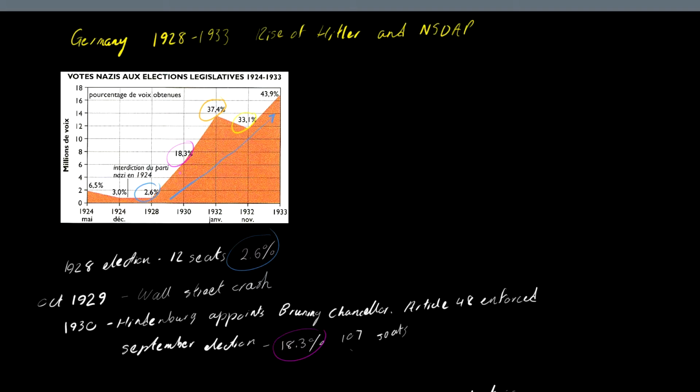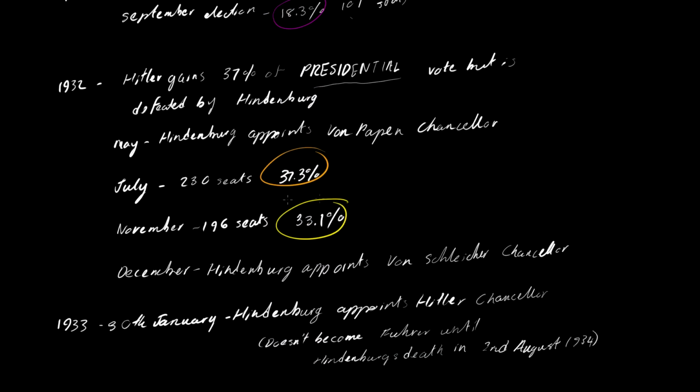But nonetheless, we have that 33.1% in November 1932, and in December, Hindenburg appoints von Schleicher chancellor. In 1933, on the 30th of January, Hindenburg appoints Hitler chancellor, and he doesn't become Führer until Hindenburg's death on the 2nd of August 1934, where Hitler actually combines the position of chancellor and president into Führer. So he's basically the dictator of Germany.